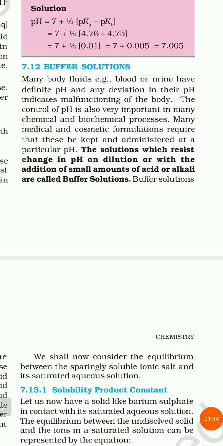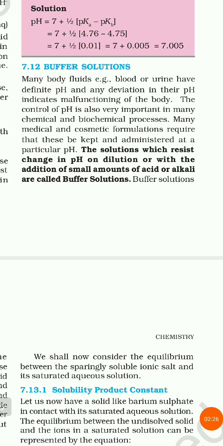If you add a small quantity of acid or base to the solution and the pH of the solution remains constant, right? That means there is no increase and no decrease. If you add a small amount of alkali or a small amount of acid to the solution and the pH remains constant, that is called a buffer solution.